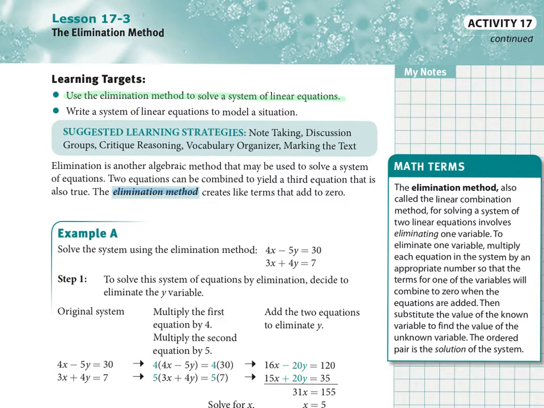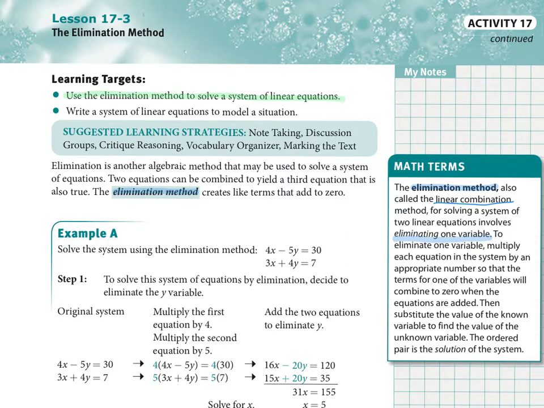If we look over into the margin at the right, it tells us a little more about the elimination method. We can also call it the linear combinations method, because what we end up doing is taking our linear equations and combining them together. You're probably wondering, why is it called the elimination method? We're solving a system of two linear equations, but the key word is that we are going to eliminate a variable. That's why it's called elimination.